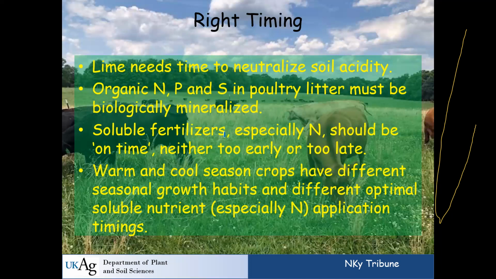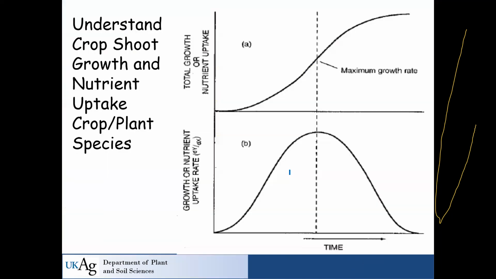Soluble fertilizers are kind of the flip side, particularly nitrogen. You can't be either too early or too late. You have to be on time. And the warm and cool season crops have different seasonal growth habits and different optimal, especially nitrogen, application timings. You have to understand how your crop grows relative to seasonal temperatures, and you have to understand how the nutrient uptake occurs.